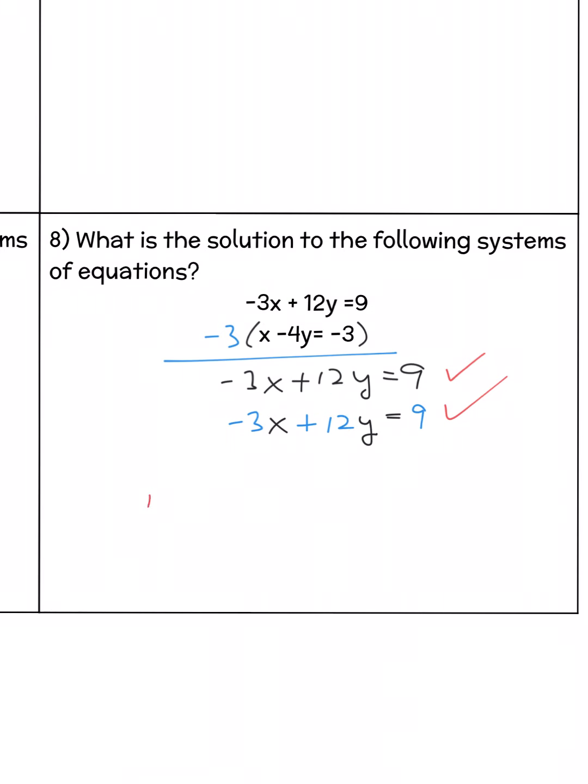I have infinite solutions. You will see this on the test. When you see that one of the answer solutions says infinite as a selection, take a look carefully at the equations and see if I can multiply either the first equation by a number or the second equation by a number to make them look like they're the same equation. Okay?